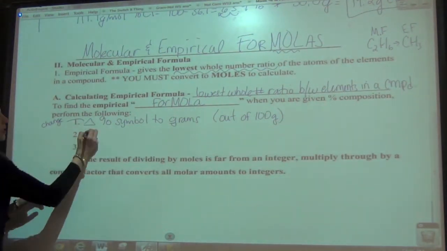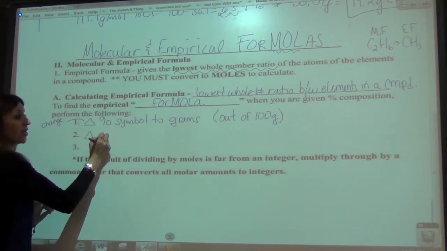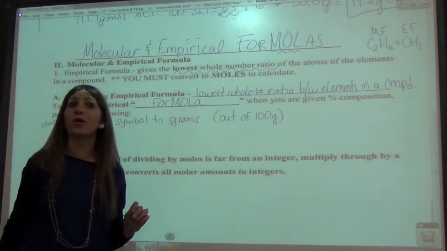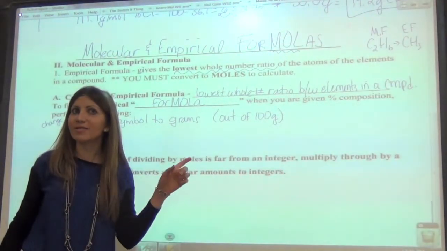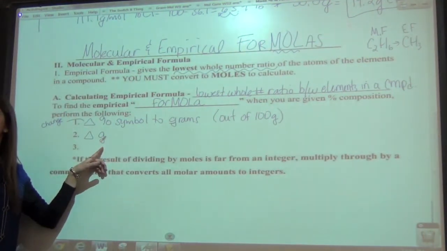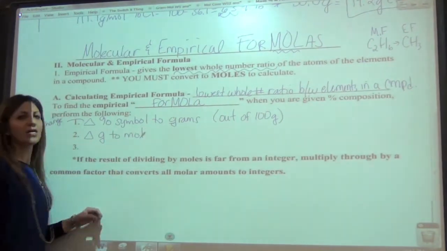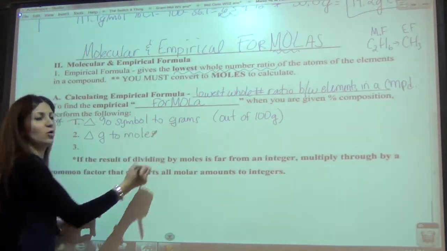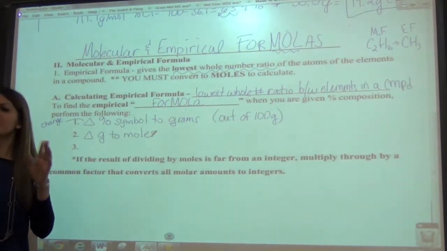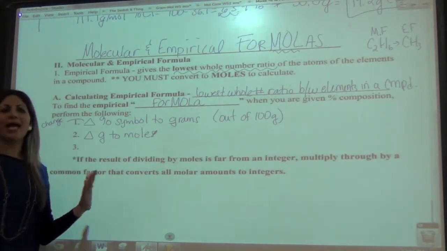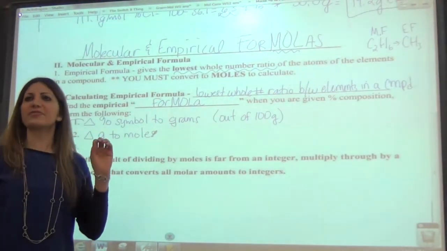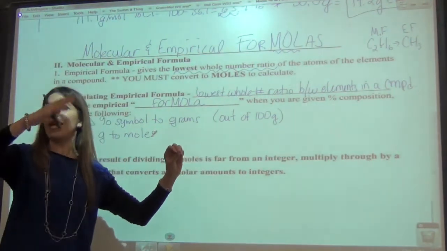Second step. Once we're in grams, we don't want grams. Everybody, they're called for what? For moles. So guess what we want to change grams to? Moles. We're going to change grams to moles. How do you change grams to moles? L chart. We're going to do a bridge. Okay? You won't need an L chart necessarily because they're single elements. So you won't have to add anything up.